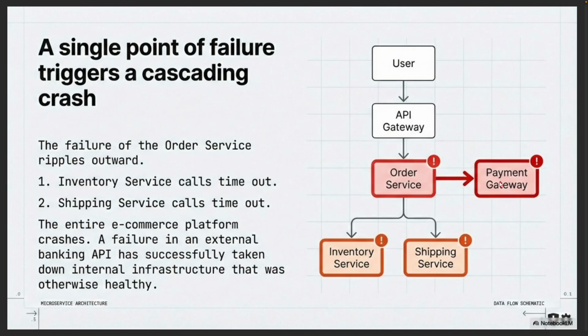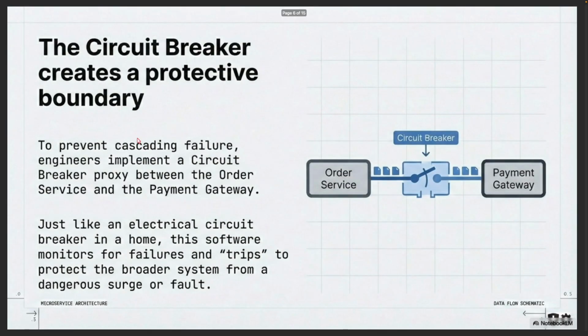So this is where we need to implement the circuit breaker pattern, or a system that is resilient, a system that automatically withstands the failures and comes back. So let's discuss how we can do that. Here we can implement a circuit breaker pattern between the order service and the payment gateway, where the circuit breaker will keep checking for failed requests. So this prevents cascading failures. Engineers implement a circuit breaker proxy between the order service and the payment gateway.